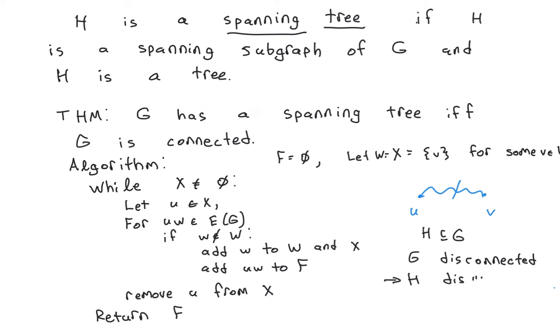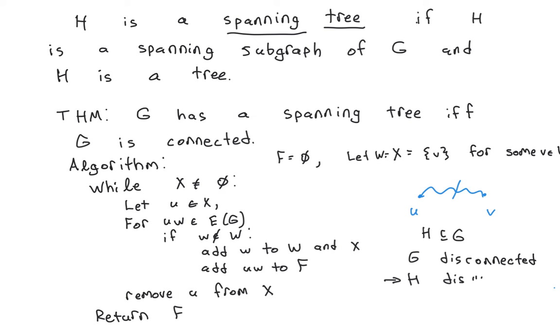And so here's our algorithm. We start with no edges. We pick some vertex in our graph, and we initialize W and X to both be the set containing just that vertex. As long as X is non-empty, we're going to take a vertex U in X. We're going to explore any edge involving that vertex. If the other endpoint is not in W, then we're going to add that vertex to W and to X, and we're going to add that edge to F.